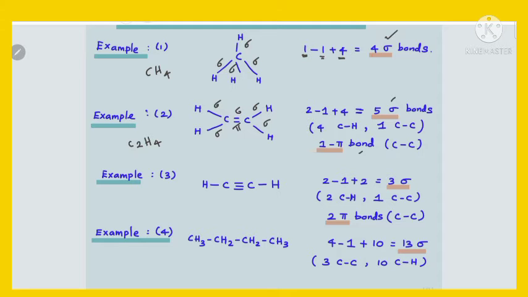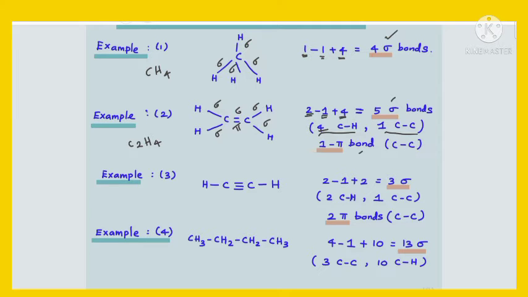Now that can be calculated using the formula: number of carbon atoms minus 1 plus the total number of other atoms. In this molecule the number of carbon atoms is 2, minus 1, plus the total number of other atoms, that is hydrogen atoms, which is 4. 4 plus 2 is 6, minus 1 is 5. There are 5 sigma bonds. Among these 5 sigma bonds, 4 are between carbon and hydrogen, whereas one sigma bond is lying between carbon and carbon.